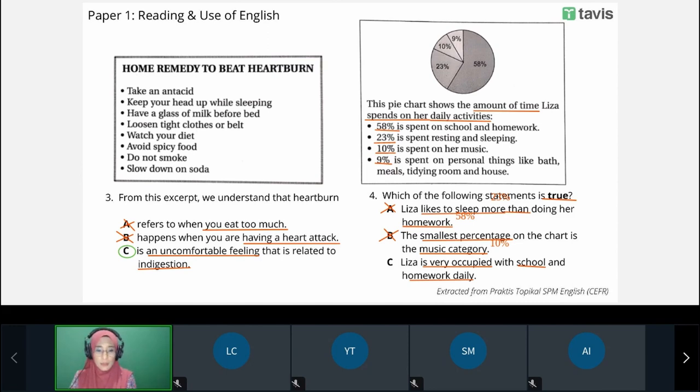So we are left with C. Do we think that C is the correct answer? Yes, definitely C is the correct answer. How and why? Lisa is very occupied with school and homework daily. So what's the percentage here? It is the highest of all, which is 58%. Sorry, it's in green. So she is very busy with school and homework every single day. Whoever got the answer C just now, well done to you.